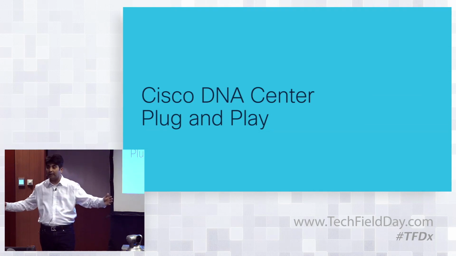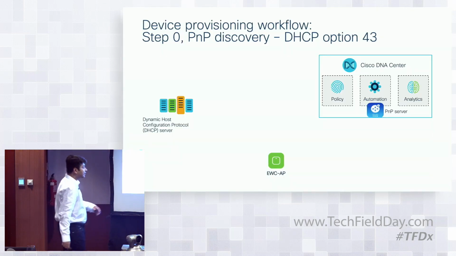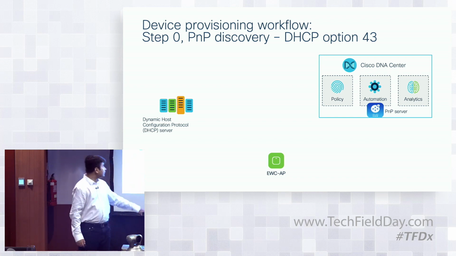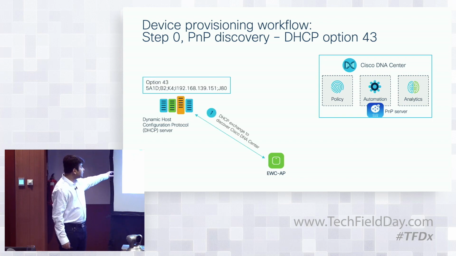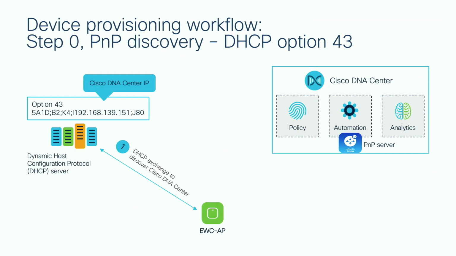Now let's look at how multi-site deployment happens. If you have a distributed enterprise, with multiple sites where you're deploying this access point, how do I manage that? I can manage that using Cisco DNA Center Plug and Play. Let's say you have an EWC AP, which is your active controller. Then you have a DHCP server and a Cisco DNA Center. From the DHCP server, the first step, when you try to contact it and get an IP address, you can return the Cisco DNA Center IP address as an offer.